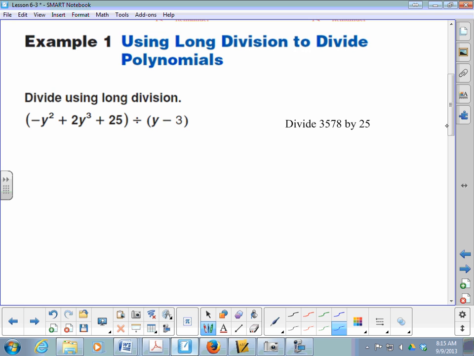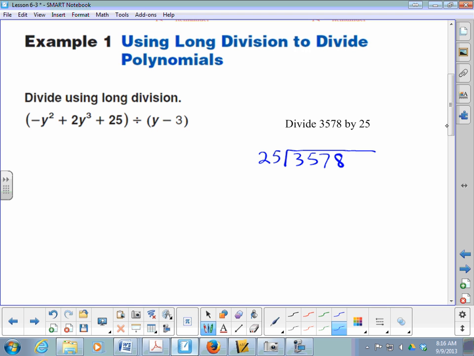So, okay. First of all, when we do long division, let's look at my numbers over here. Where I'm going to divide 3,578 by 25. How do I write that for long division? What do I do? Okay, since we're dividing by 25, 25 has to go on the outside here and 3,578 on the inside, right? Okay. Do they have specific names? Okay, the divisor and the dividend. Which one's which?